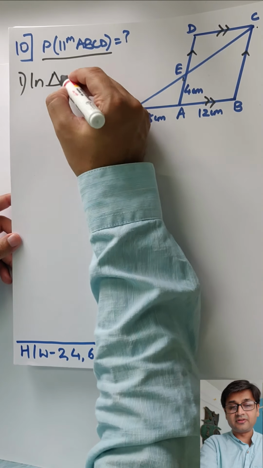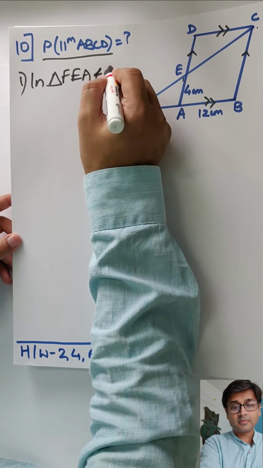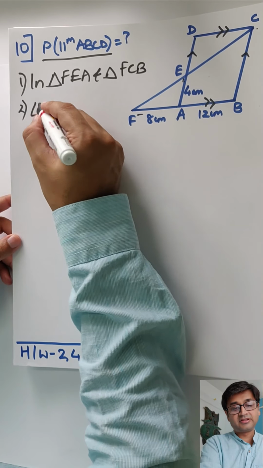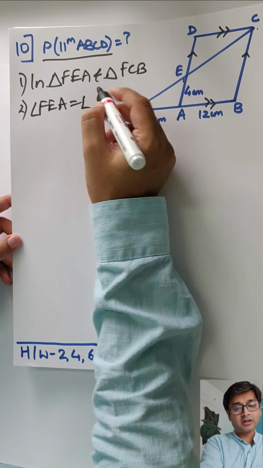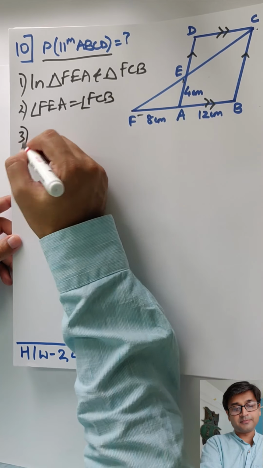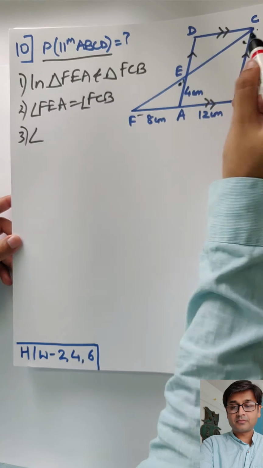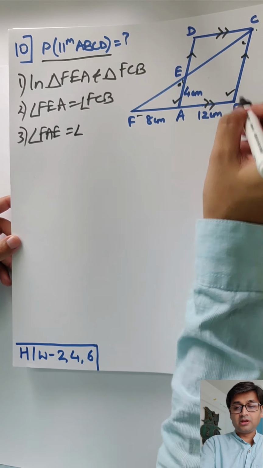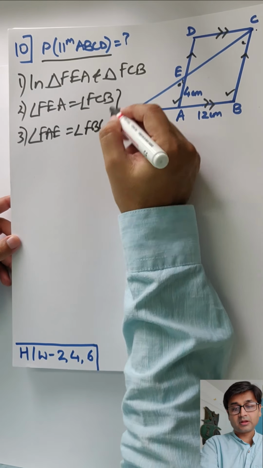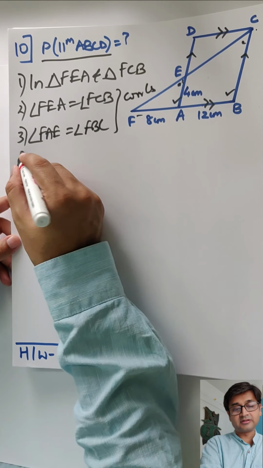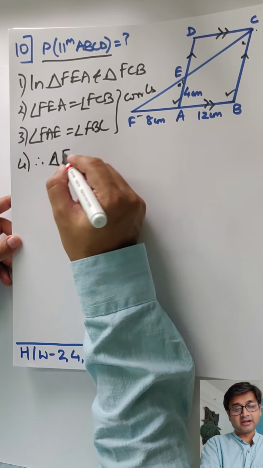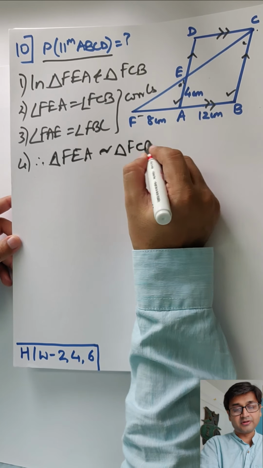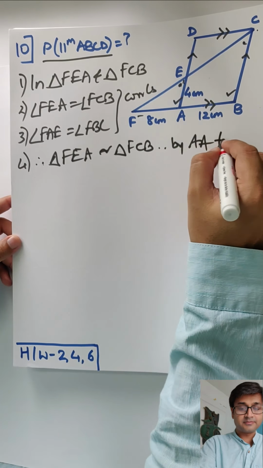So in triangle FEA and triangle FCB, we'll say angle FEA equals angle FCB. So this one. Then we'll say angle FAE equals angle FBC. Both are corresponding angles, and therefore triangle FEA is similar to triangle FCB by AA test.